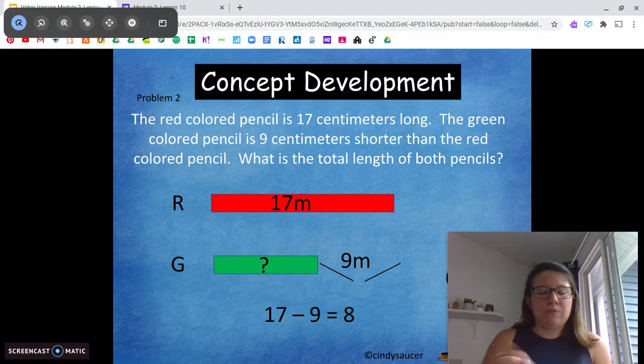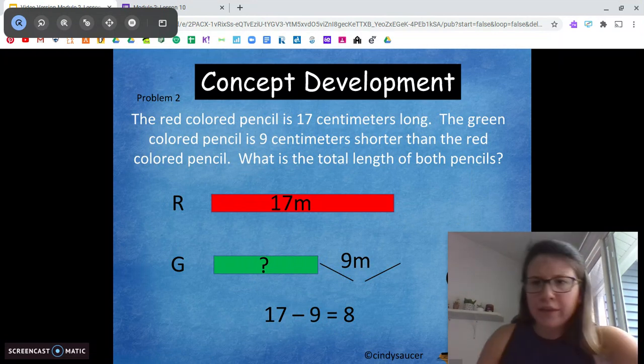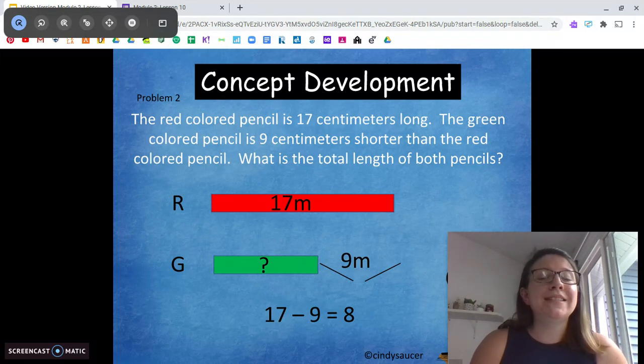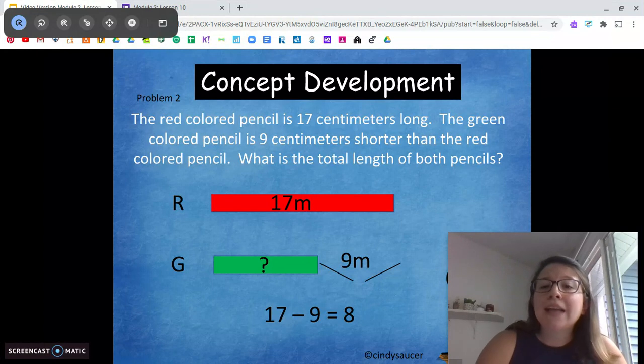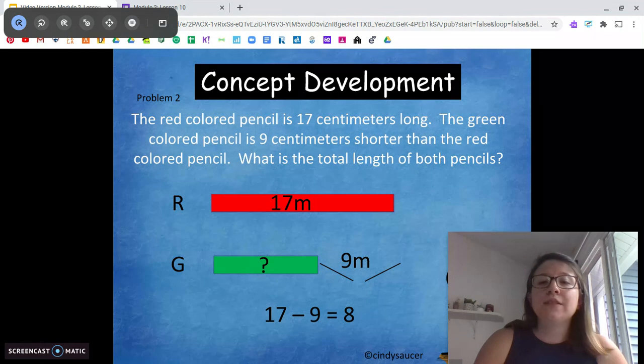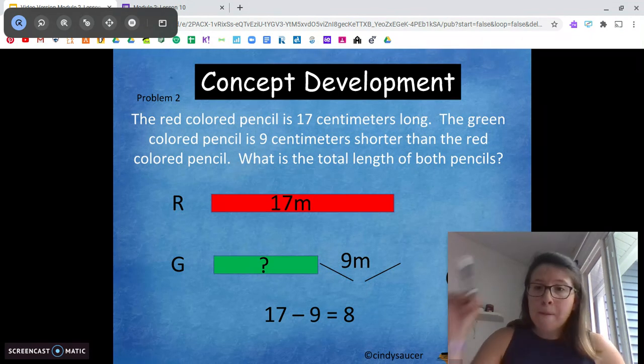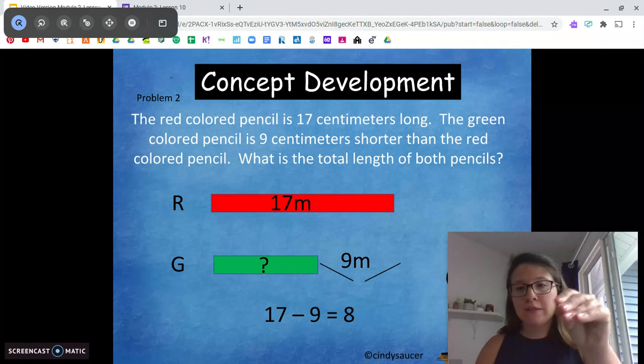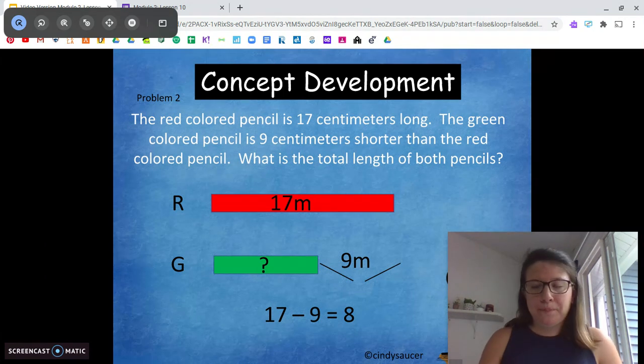All right. This one has the answer on here, so ignore that. Problem 2 says, the red colored pencil is 17 centimeters long. The green colored pencil is 9 centimeters shorter than the red colored pencil. What is the total length of both the pencils? Talk to somebody at home. What is our first step? Pause the video. Talk to somebody at home.